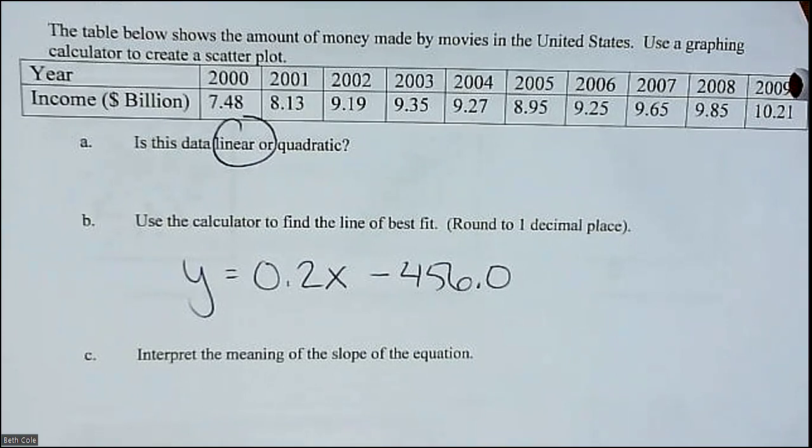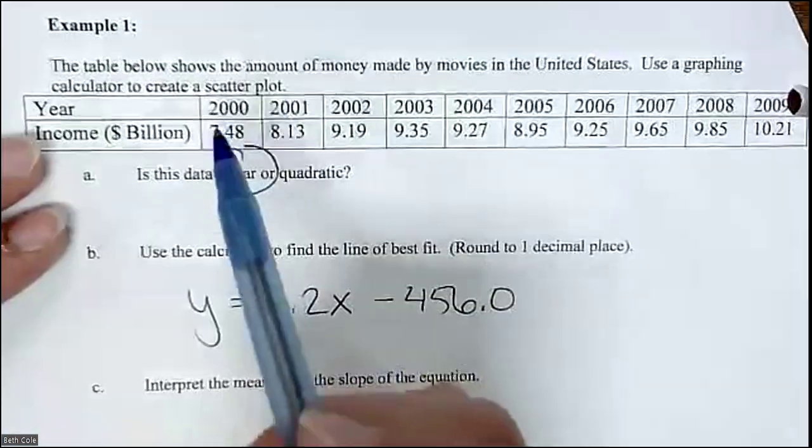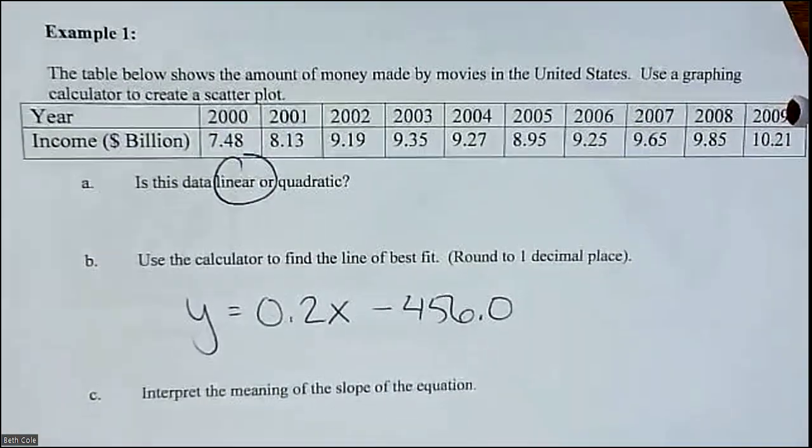Now, the next one says interpret the meaning of the slope. Listen, you have to have the word per in there. It's something per something else. Like driving a car, miles per hour, that's a rate of change, right? So interpret the meaning of the slope. Let's go back and read this and look at what's going on.